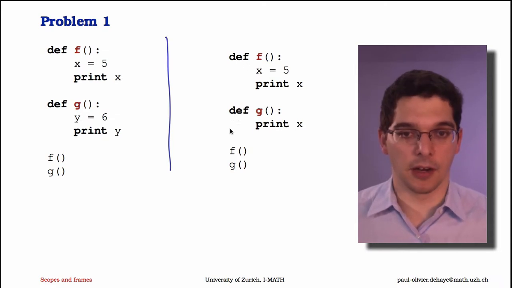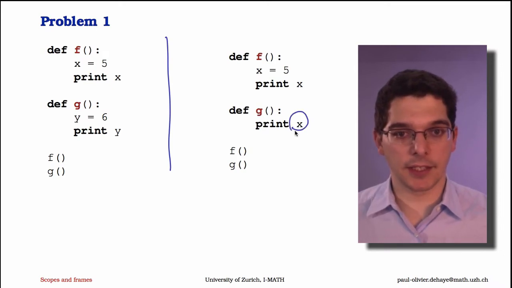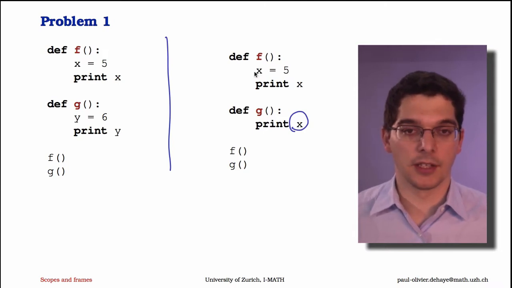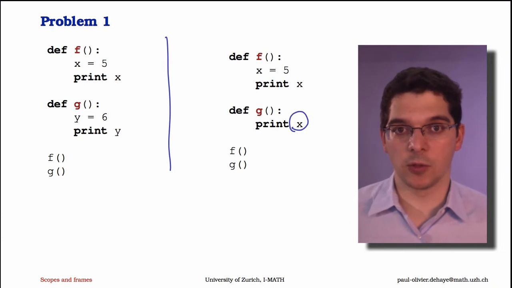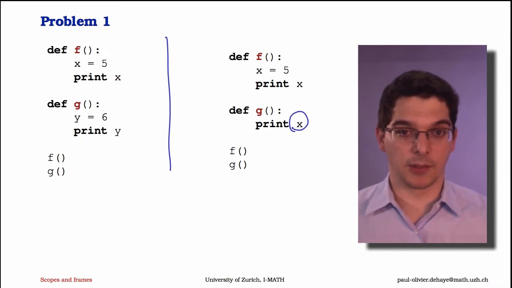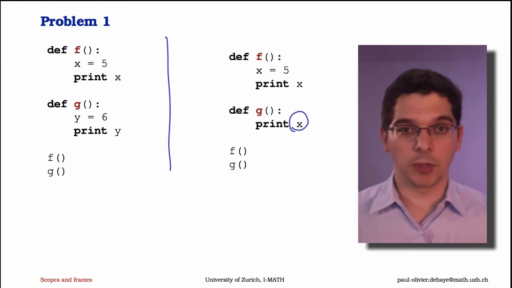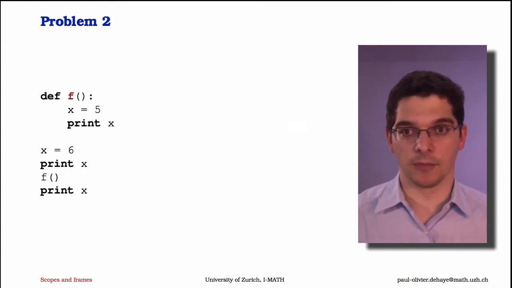Now what happens here? Will this work or will this not work? Will g have access to the x that's defined inside of f or not? So that's the first question that occurs once you realize you can give names to objects and that there are some blocks of code. Which block exactly knows about what object? So that's the first question. Let's now look at the second problem.